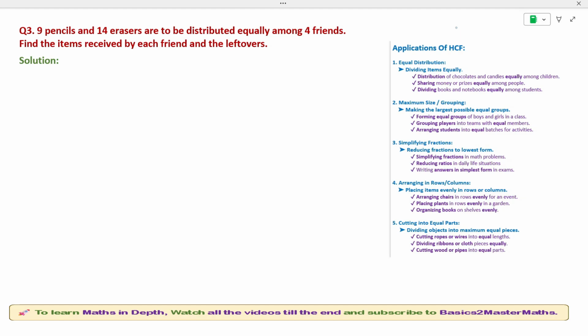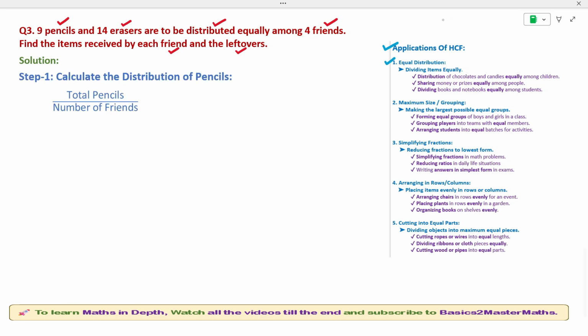Today, we will see another tricky word problem on applications of HCF. 9 pencils and 14 erasers are to be distributed equally among 4 friends. Find the items received by each friend and the leftovers. Observe, this is an example for equal distribution.